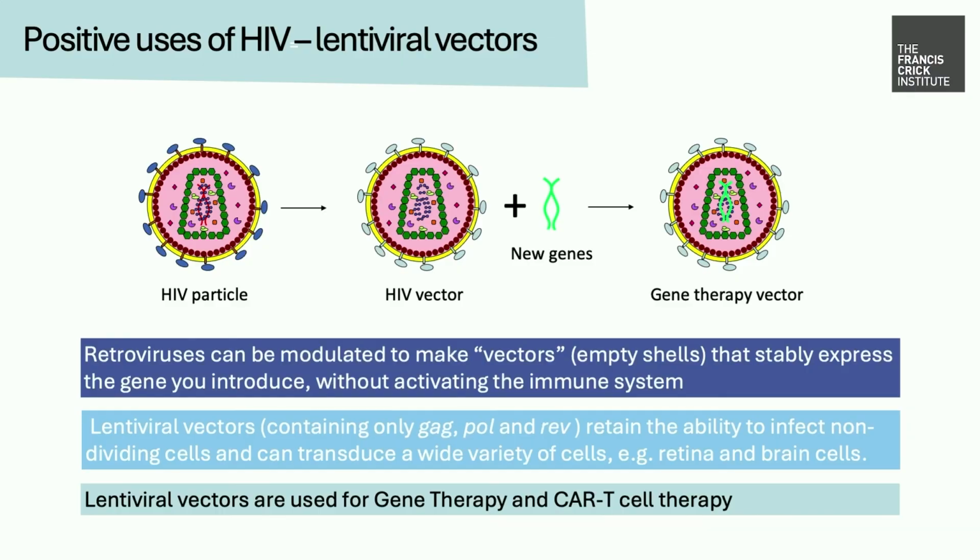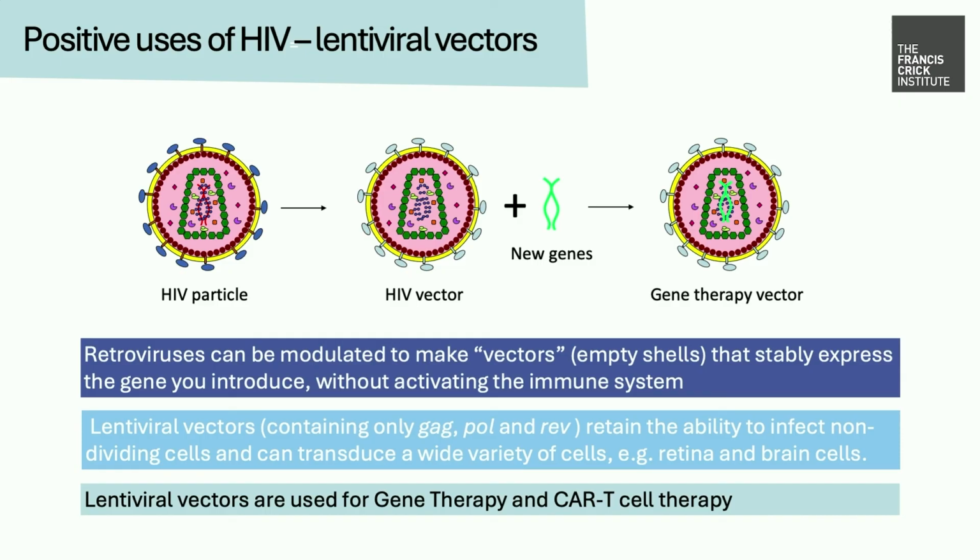But I just wanted to leave you with a positive message because we've actually learned lots from HIV, and scientists have now started to use HIV as a way to treat other diseases. So what we can do is take out the harmful viral genes from the virus, and put in helpful genes that we want instead. And we can also change the envelope proteins on the surface of the virus so we can infect different cells, not just white blood cells.